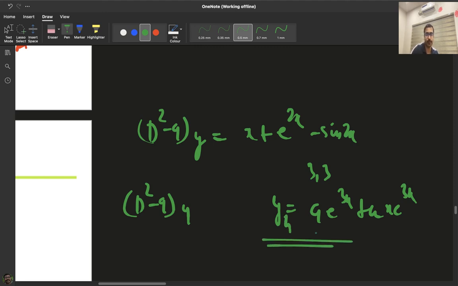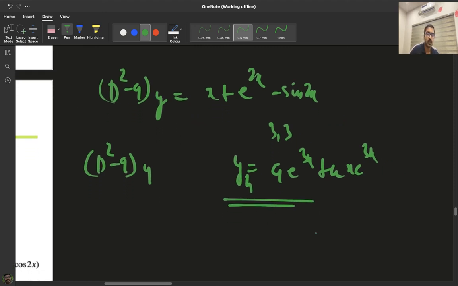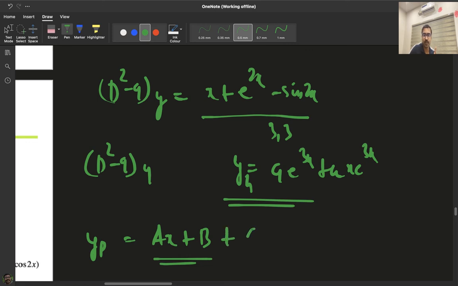Already we have found yh. You need to find yp. So how will you find yp? Since there are three terms, the addition rule will be applied. For each term you have to write its form. For x, it's a first degree polynomial, so I'll write a x plus b. Don't forget to write b, because this is a general polynomial of the first degree. Plus c e raised to 2x, plus d sin 2x, plus e cos 2x.